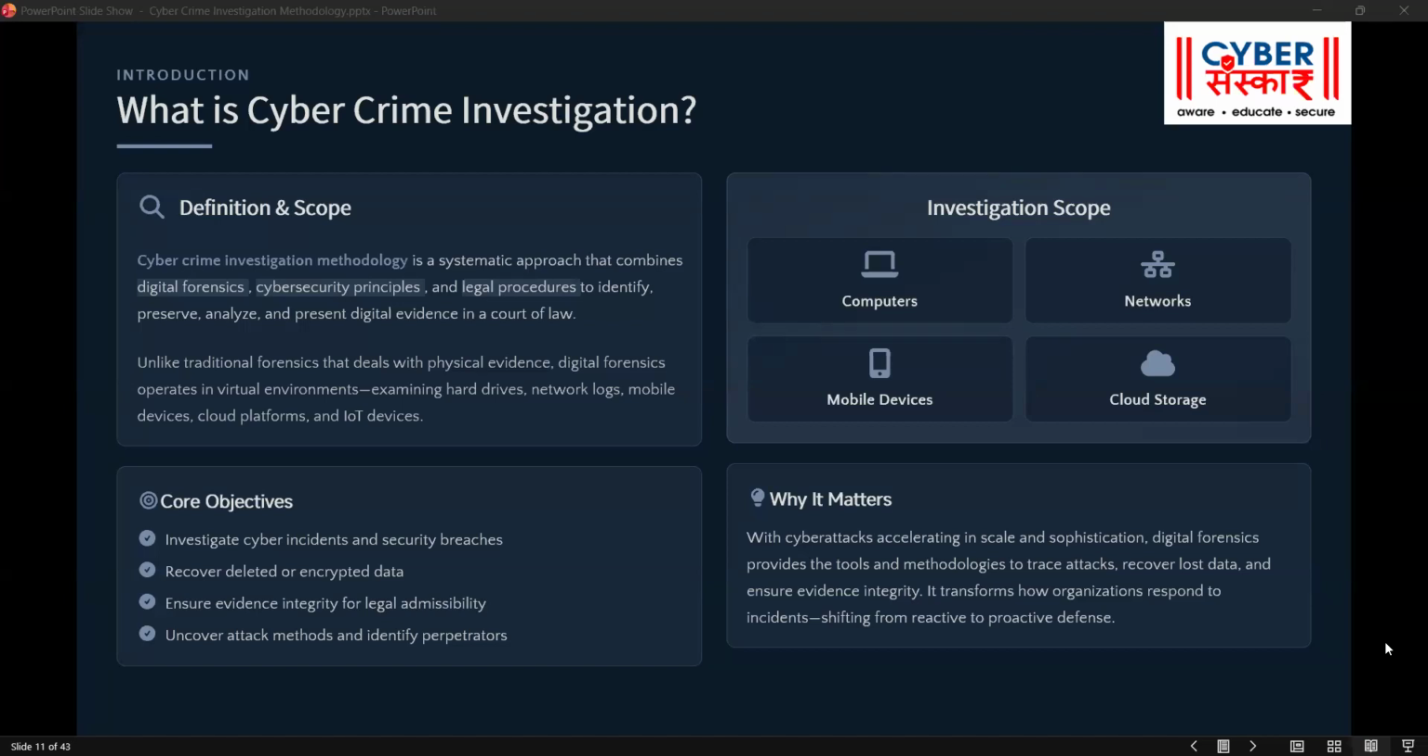Why it matters? With cyber attacks accelerating in scale and sophistication, digital forensics provides the tools and methodologies to trace attacks, recover lost data, and ensure evidence integrity. It transforms how organizations respond to incidents, shifting from reactive to proactive defenses.